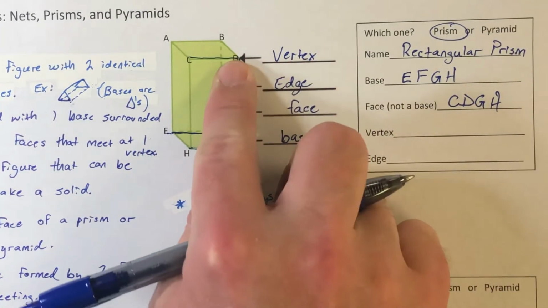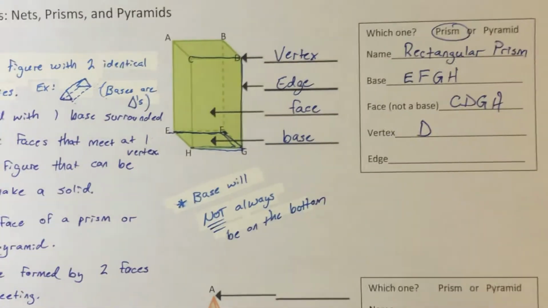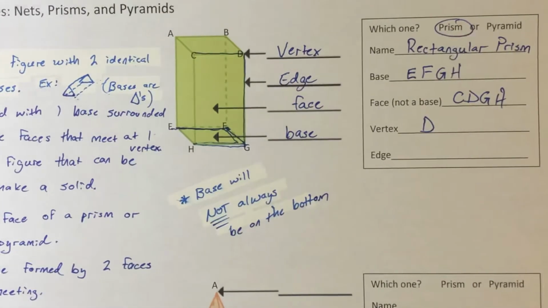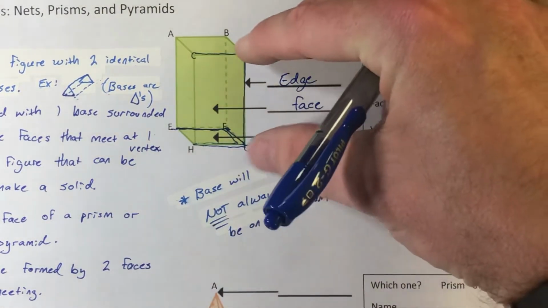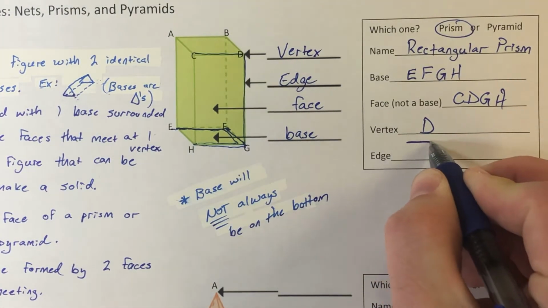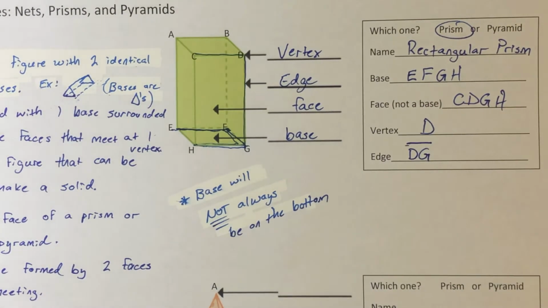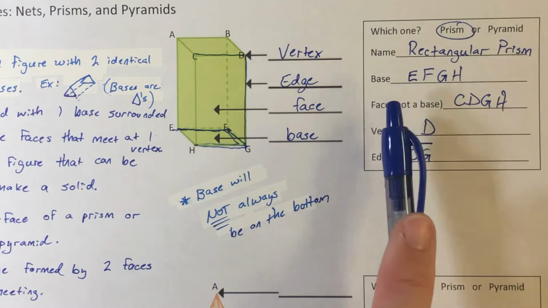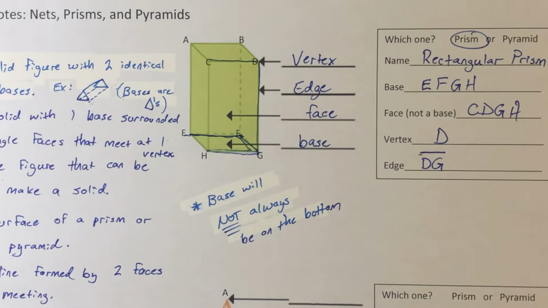All right, vertex. Vertex is a point. We're pointing in the example to vertex D. So that's my vertex, D. There are 8 possibilities, A, B, C, D, E, F, G, H. Okay, last one, edge. Again, edge is a line. So in the example, we're pointing to line DG. Remember from previous lesson, we write line DG like this, line DG. So we have named it, we've identified a base, we've identified a face that's not a base, we've identified a vertex and an edge. All right, one more example.